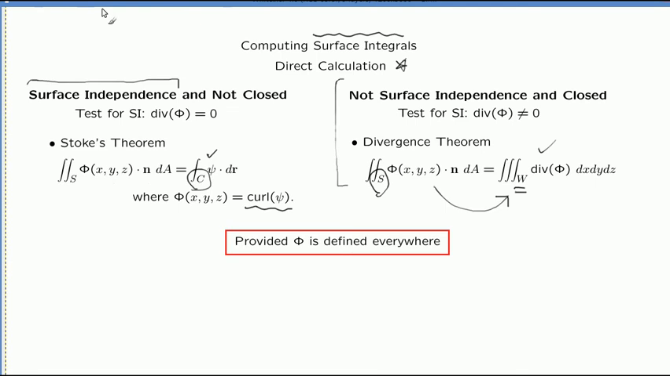It's all about, to us right now, computing line integrals in two different ways, surface integrals in two different ways, plus there's a direct calculation. Okay?